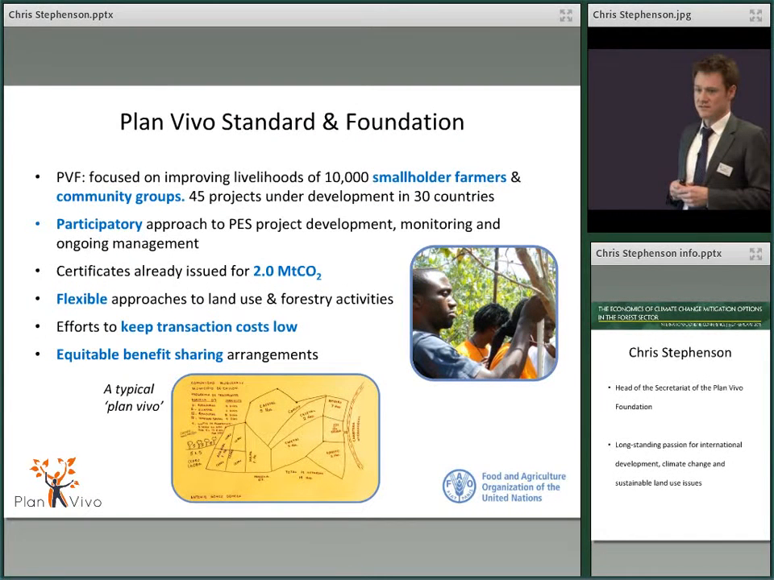We have a pro-poor approach and a very participatory approach to payments for ecosystem service, project development, monitoring, and ongoing management. There are currently 12 registered projects under the standard, and these look after around about 10,000 smallholder farmers and community groups. There's another 33 projects at some phase of development. The standard has issued around about 2 million tonnes of certificates so far, and we have distinct efforts to keep transaction costs very low and equitable benefit sharing arrangements.